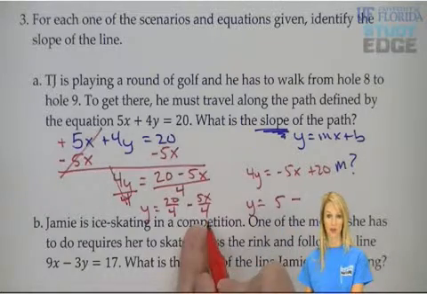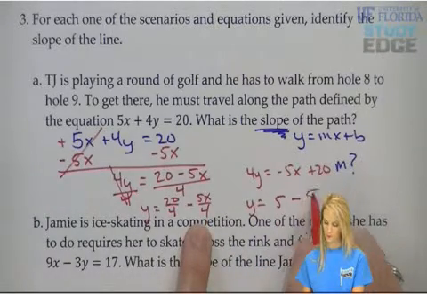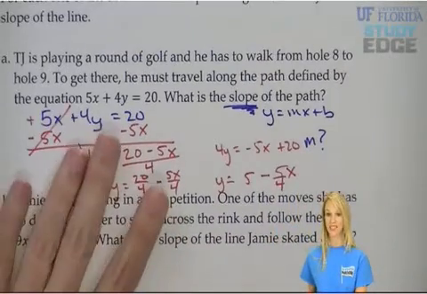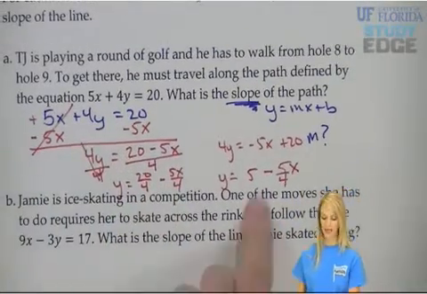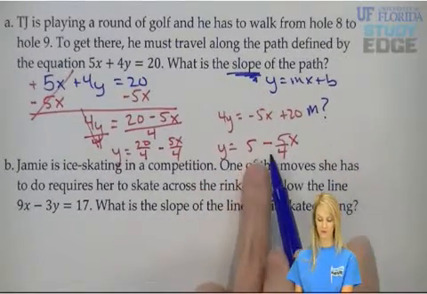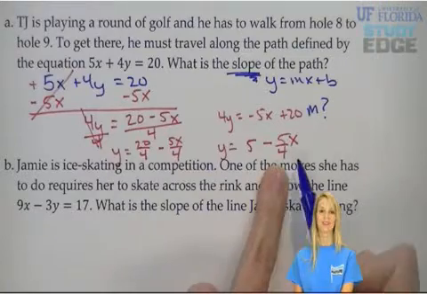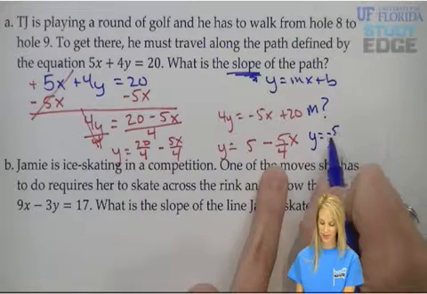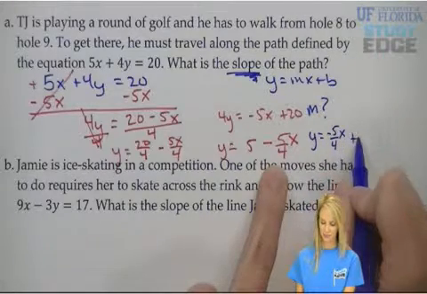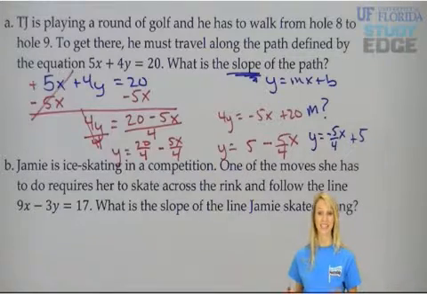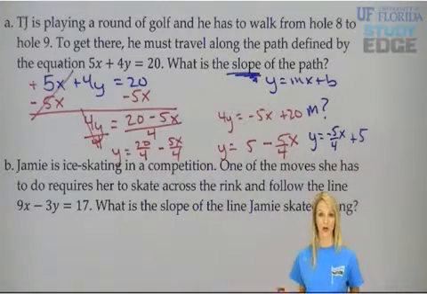Can we reduce 5 over 4? Nope. We have negative 5 over 4 x. Now, what is our slope? Remember, we want our line to be in y equals mx plus b form. Is it okay that we have 5 minus 5 over 4x? Yeah, it's the same thing as writing y equals negative 5 over 4 times x plus 5. These two equations are representing the same exact line. You're just writing your terms in a different order.